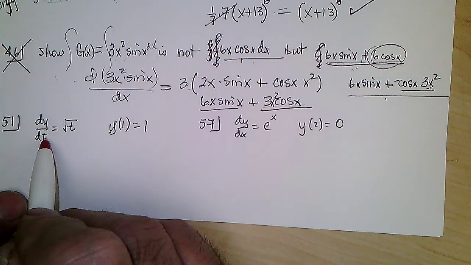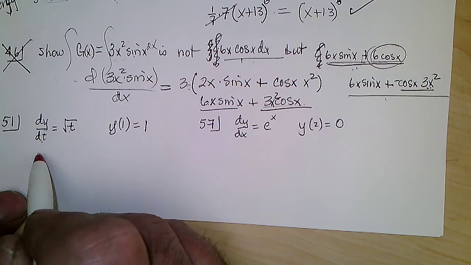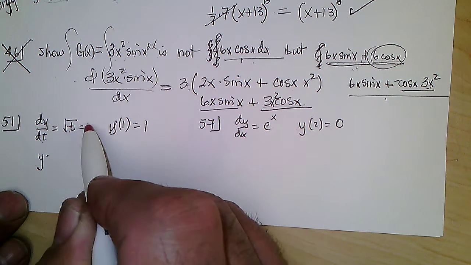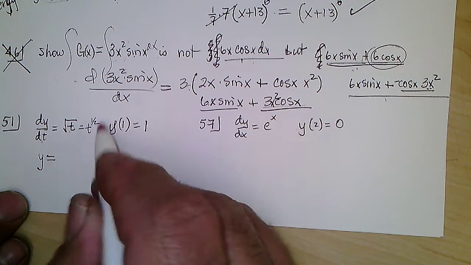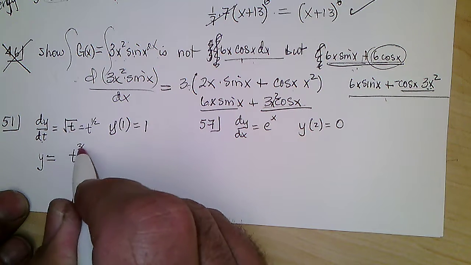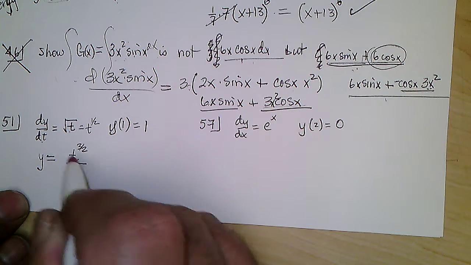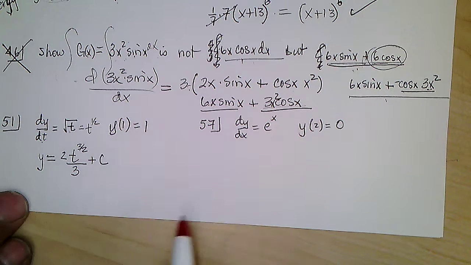All right. It says dy dt is this. So to find y, I have to integrate this. And this is t to the 1/2. And so to integrate that, increase this by 1. So that'd be t to the 3/2 over 3/2, and so I'm going to put the 2 up there for the 3/2, plus c.